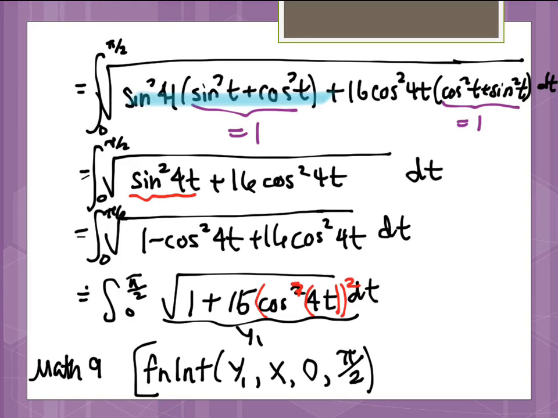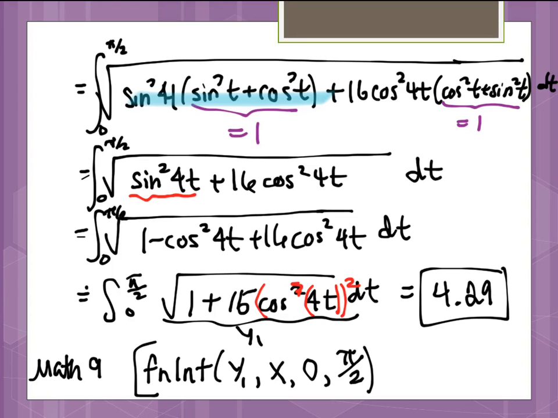You guys get values yet? 4.29. Yep. If we're going to go 2 decimals, just what we were doing last time, we do 4.29. Let's take a look. Are you in radians? That's a good question. You didn't square the 15 cosine 4t. Oh, you did, okay?